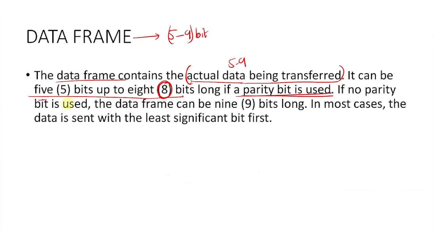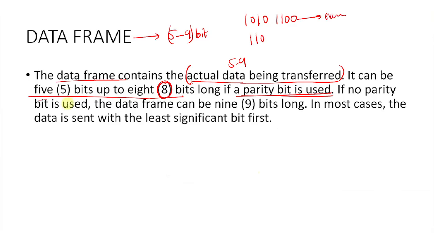Parity bit means there is even parity and odd parity. Suppose the number of ones matters. Suppose 1 0 1 1 0 0 is there. How many ones are there? 1, 2, 3, 4. So that means this is even parity. Even number of ones are there.